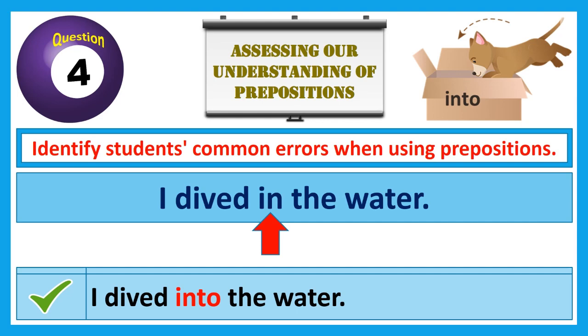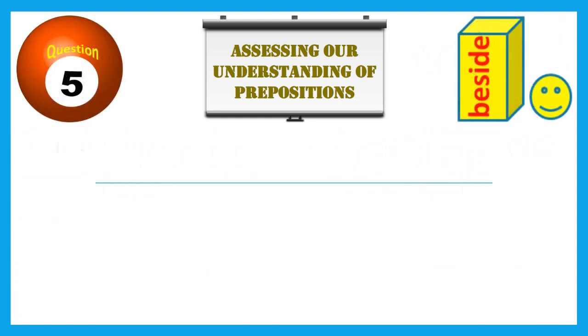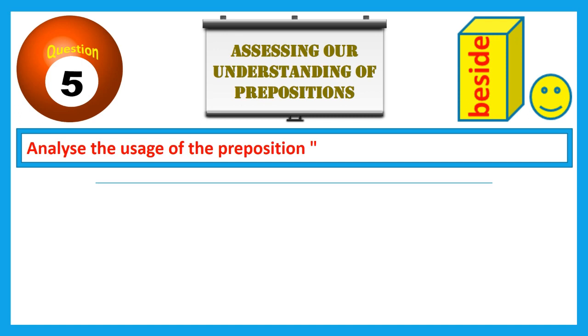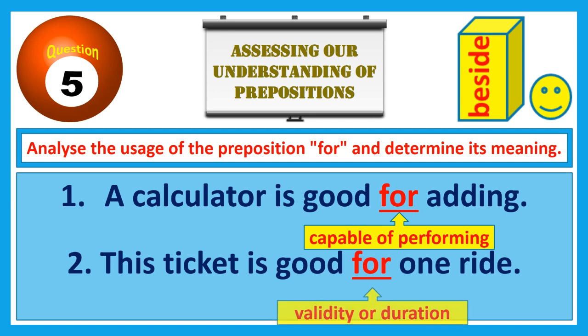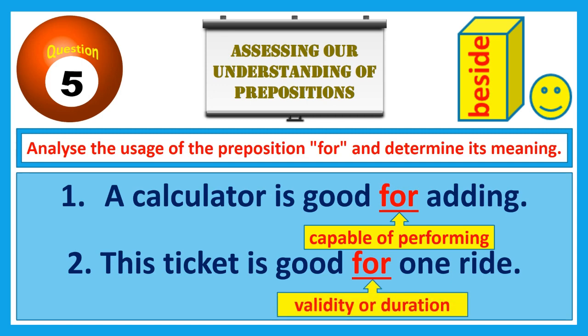Question 5. Analyze the usage of the preposition "for" and determine its meaning. Examine the following sentences. A calculator is good for adding. This ticket is good for one ride. In sentence 1, the preposition "for" signifies capable of performing. In sentence 2, the preposition "for" denotes validity or duration.